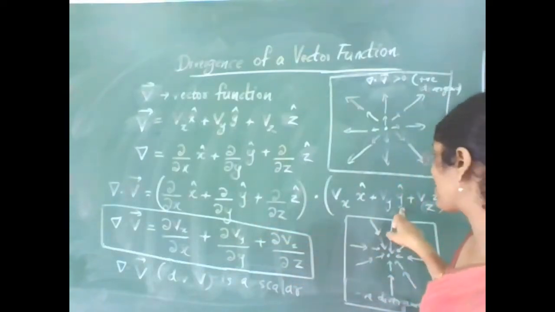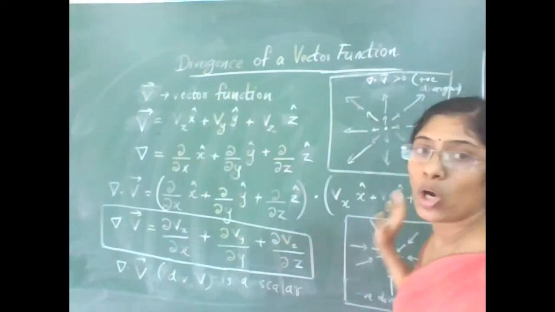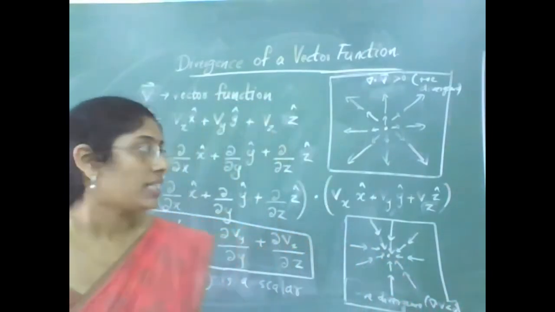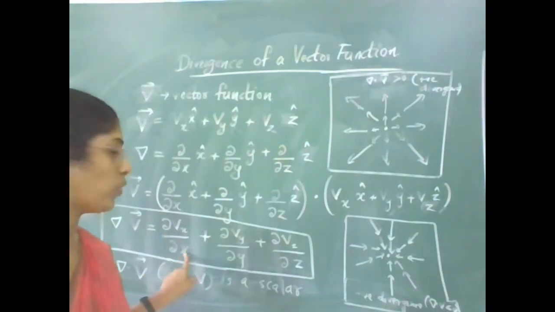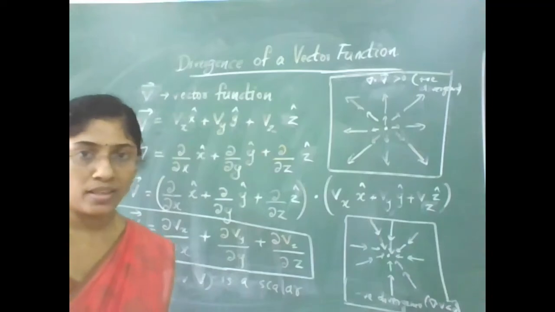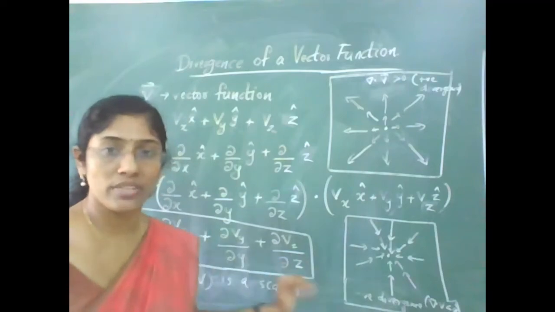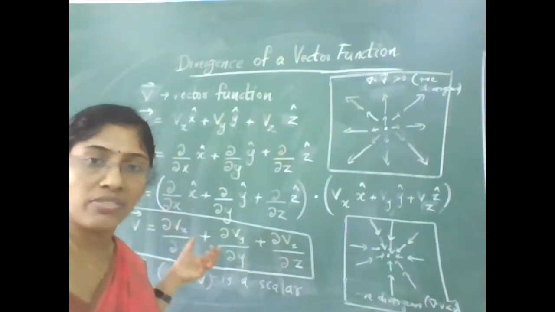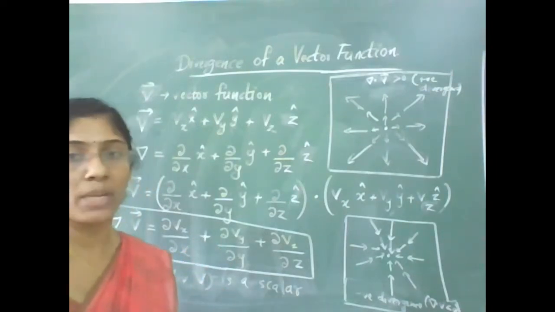Here y cap dot y cap is 1, and all other dot products are 0. Here z cap dot z cap is 1, and all other terms are 0. So, we can say that del dot V is defined as dou Vx by dou x plus dou Vy by dou y plus dou Vz by dou z. Here it is clear that in the right-hand side there is no unit vector term. That means the divergence of a vector function is a scalar quantity. It is not giving any particular direction.